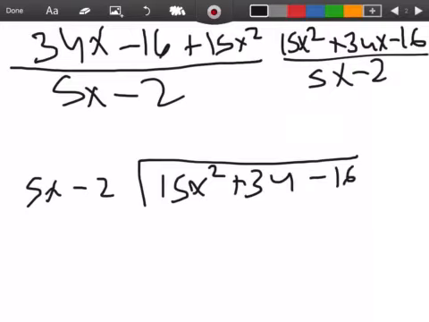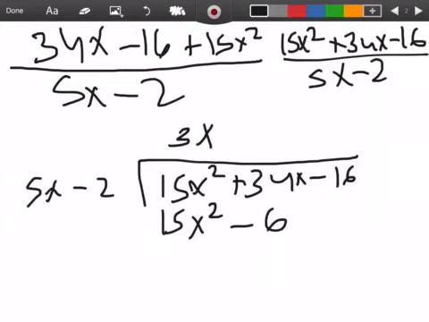So now I want to see if you can do this on your own. So to do this, it would be 15x squared divided by 5x, which would be 3x. And then we multiply 3x by 5x, and we get 15x squared. And we would multiply negative 2 by 3x, and we would get minus 6x. And now since you have to subtract negative 6x from 34x, we have to change this to plus, and then we would get 40x minus 16.